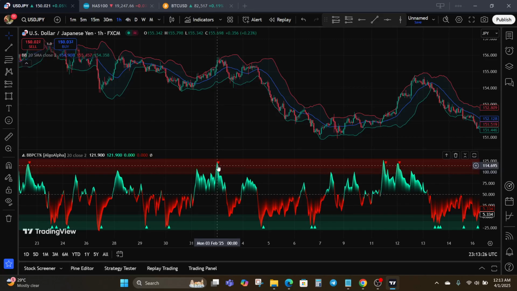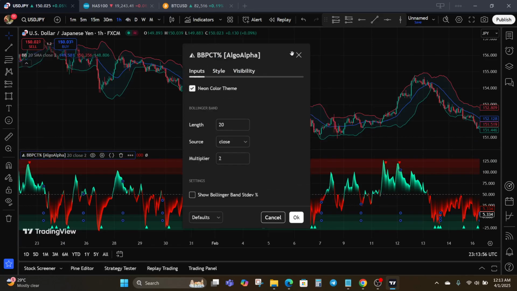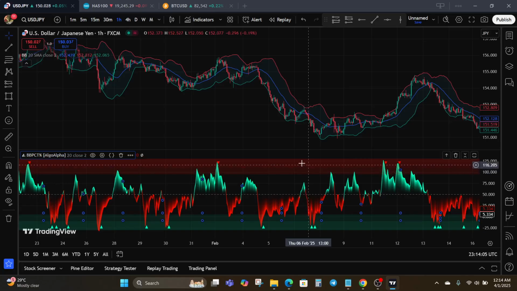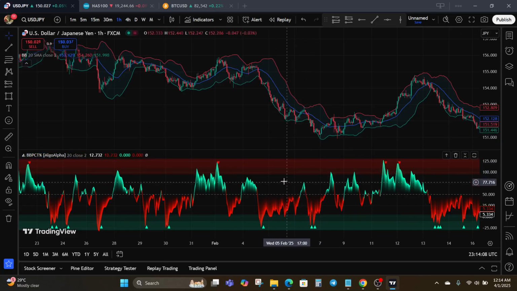Instead of just seeing if price is touching the bands, this tool helps to determine if price is at an extreme level relative to historical data. It helps you know if volatility is increasing or decreasing, and if the market is setting up for a breakout or a reversal. This indicator, the BBPCT, is an effective indicator that works by calculating the percentile rank of price within the Bollinger Bands range, providing a clearer context for market conditions.